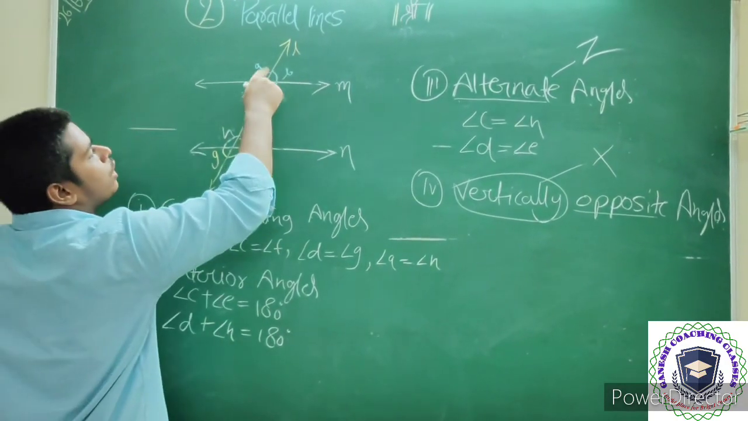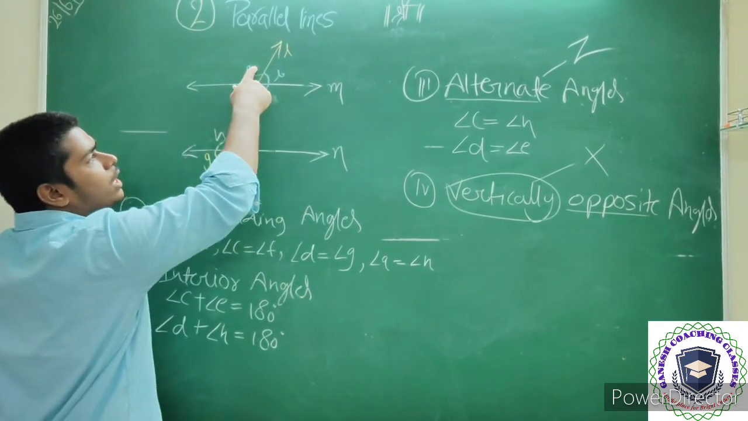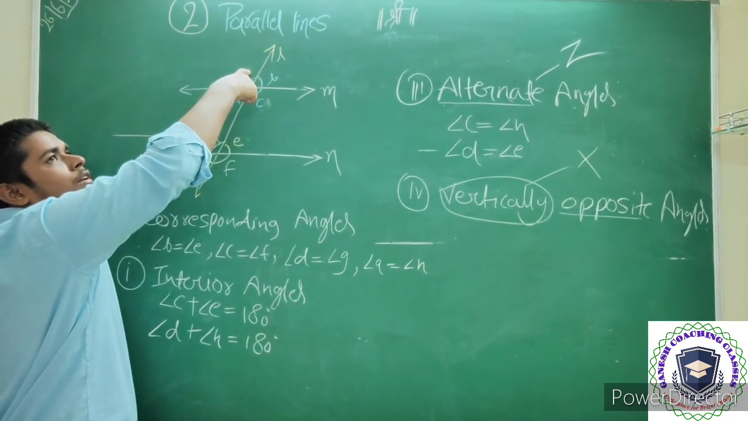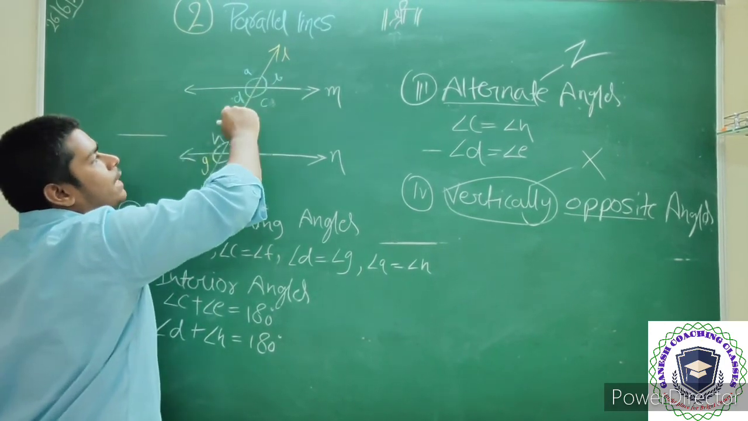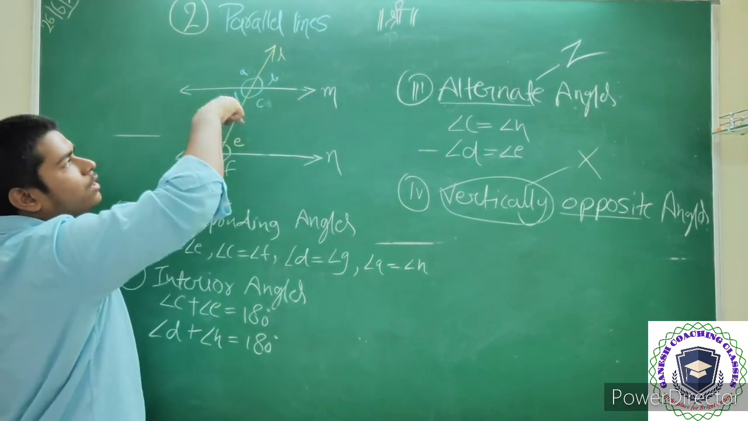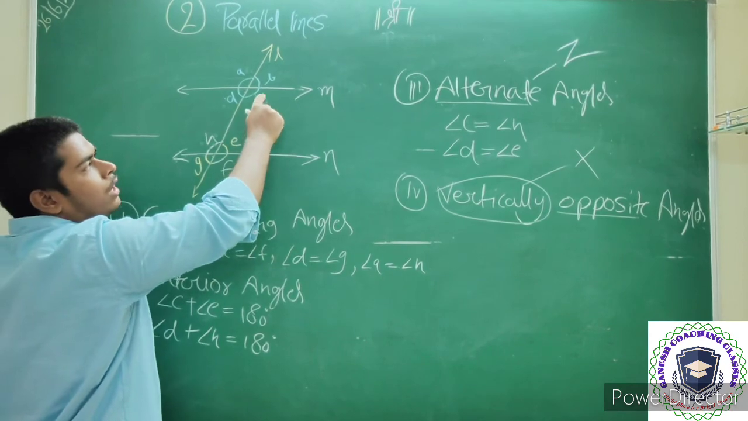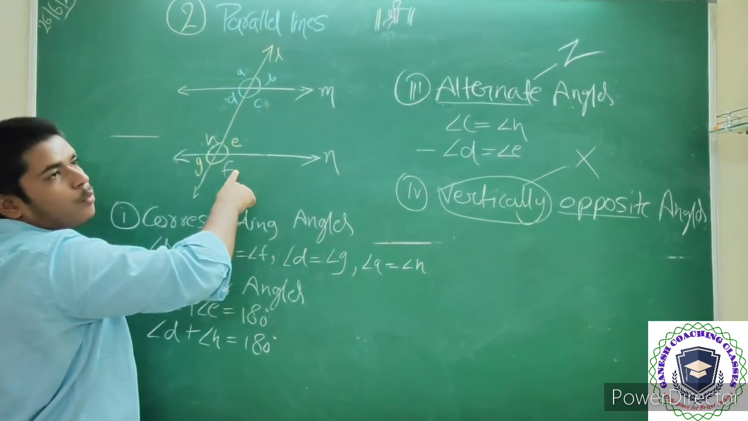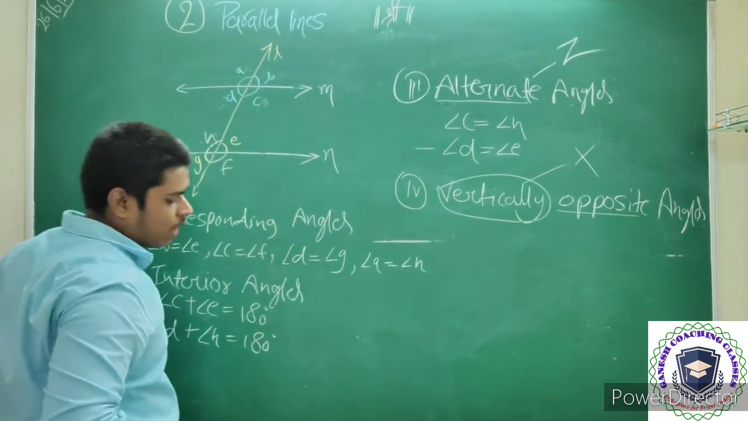In the first X, which two angles are vertically opposite angles? If I am considering angle A, what will be the angle opposite to A? I told you it should be on the opposite side. B and D are beside A, and C is opposite in the direction of A. So A and C are vertically opposite angles. B and D are vertically opposite angles. H and F are vertically opposite angles. E and G are vertically opposite angles.